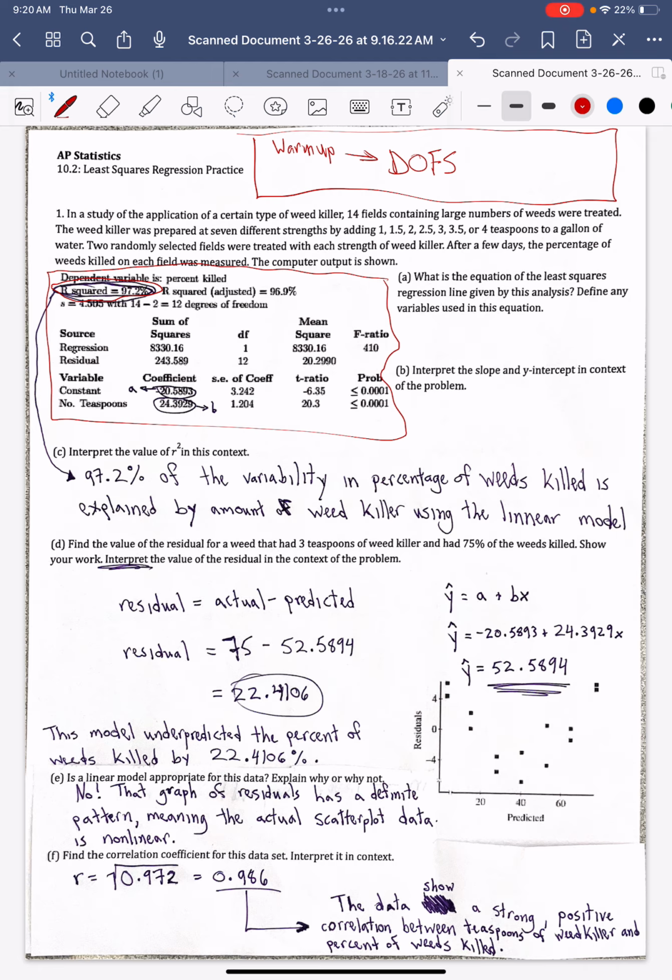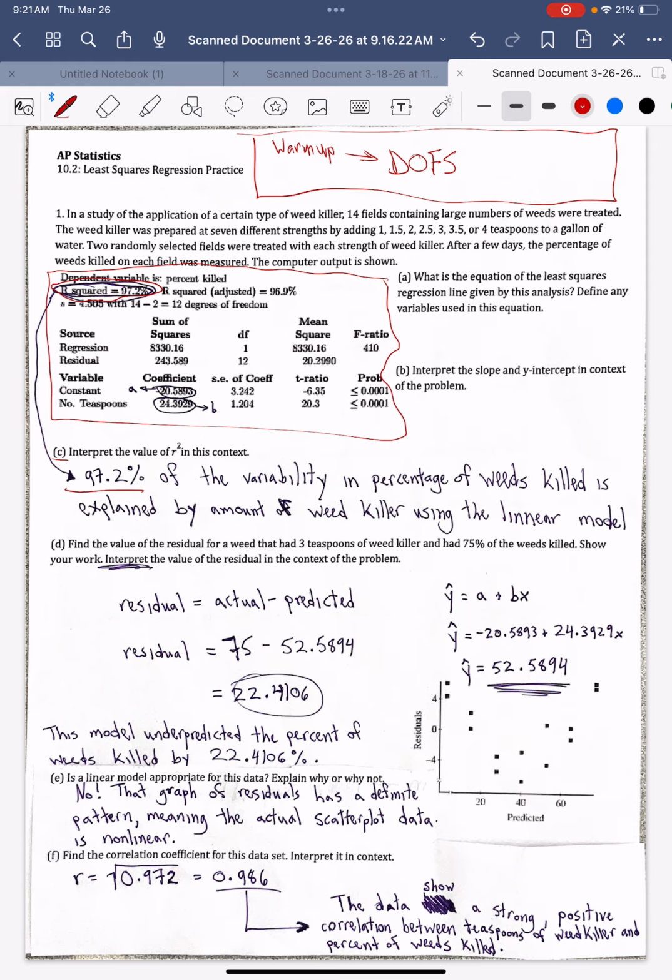So if you look at this one, it says, for the part of the problem here for C, interpret the value of R squared in this context. Now, this context is talking about weed killer being used and the percentage of weeds that exist after the weed killer is used, so to speak. And I think it's actually saying the amount that we kill. So it's the amount of weeds or percent of weeds that have been killed by this weed killer. So when we look at that, what we're saying is that 97.2% of the variability in the percentage of weeds killed is explained by the amount of weed killer used.